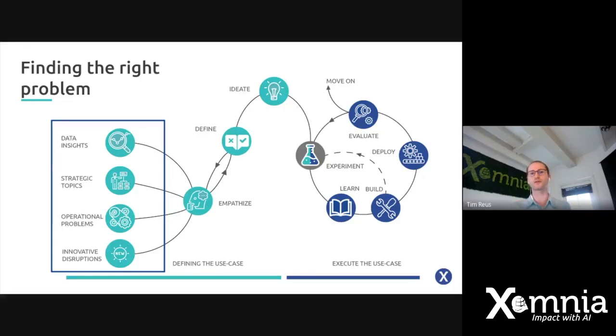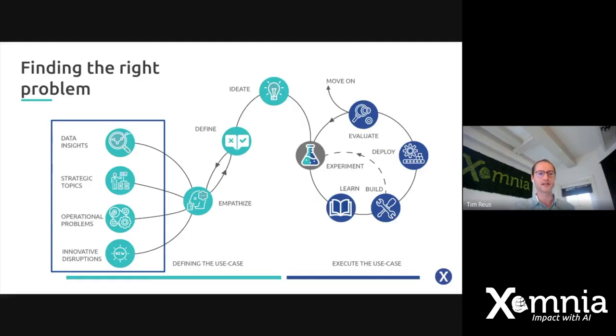Because if you're just starting to work with data or with data science, you might not want to go for the most difficult, most extreme models out there. You might want to start off with something which is a little bit more accessible, basically. And this sounds very evident. However, you might be surprised how often that's already going wrong. So let's dig into the first 4 things. So we're going to discuss the places to find these use cases. And these are data insights, strategic topics, operational problems, and innovative disruptions.